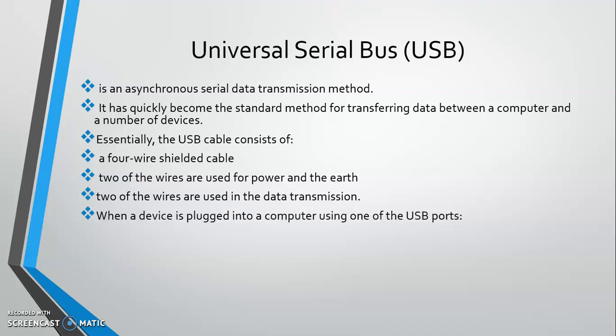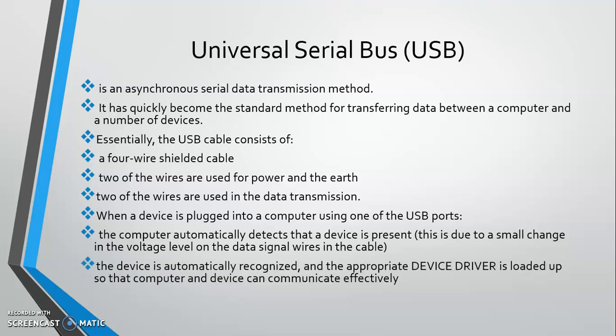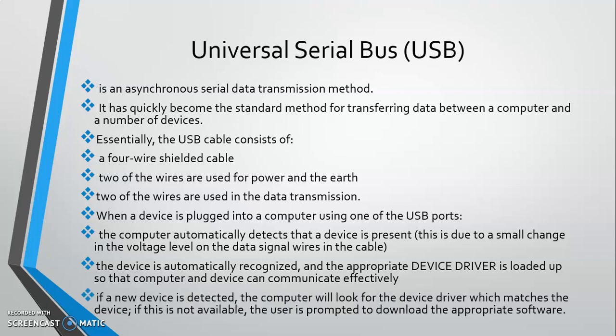When a device is plugged into a computer using one of the USB ports, the computer automatically detects that the device is present. This is due to a small change in the voltage level on the data signal wire in the cable. The device is automatically recognized and the appropriate device driver is loaded so that computer and device can communicate effectively. If a new device is detected, the computer will look for the device driver which matches the device. If it is not available, the user is prompted to download the appropriate software.